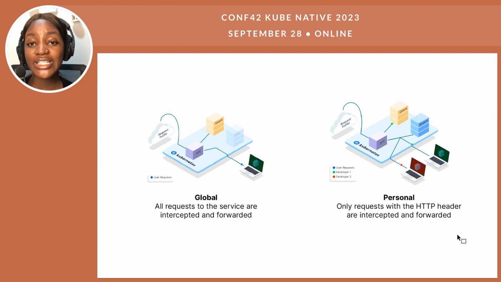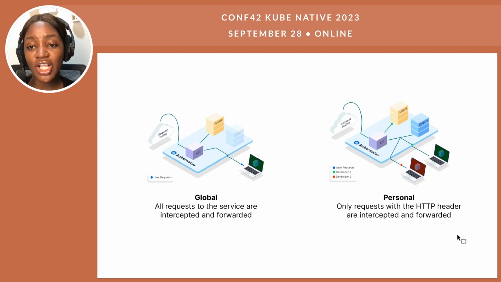There are two ways to intercept traffic with Telepresence. The first one is called global intercept, while the other is called personal intercept. What global intercept does is that it intercepts the traffic that was intended for a service in the remote cluster and sends it to a service running on your local machine, all of the traffic, right? But personal intercepts, on the other hand, only intercept a subset of the traffic.